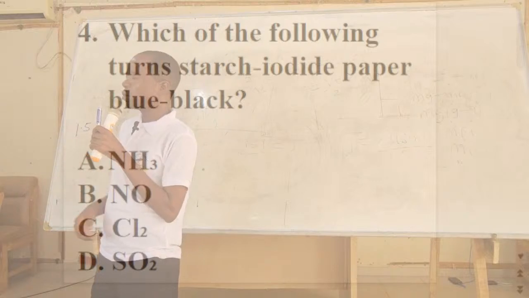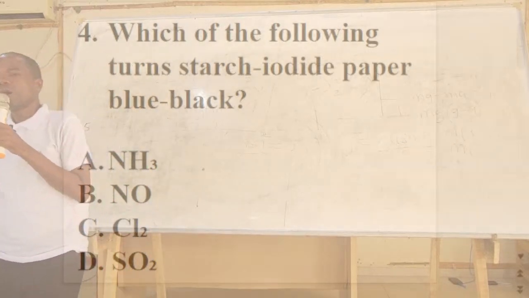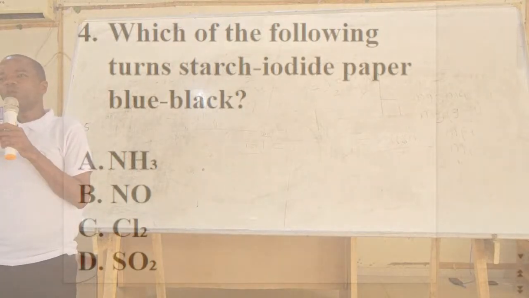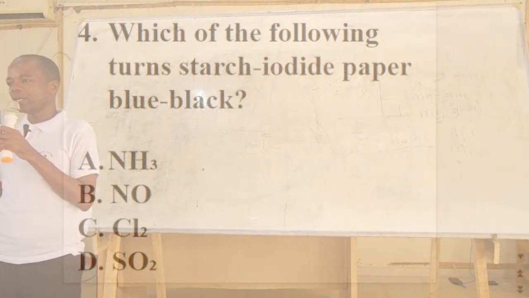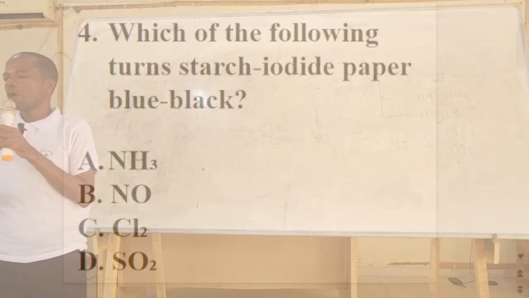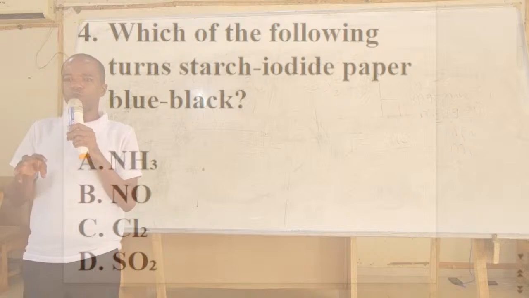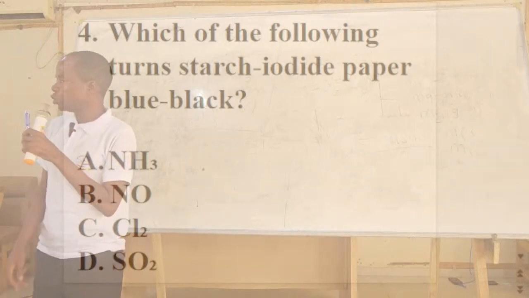And if you want to test for nitrogen(II) oxide, which is NO, we can test also for it by making use of the brown ring test. As a matter of fact, it's a question in JAM. The only gas, or the oxide of nitrogen, that can be used to demonstrate the brown ring test is nitrogen(II) oxide gas.